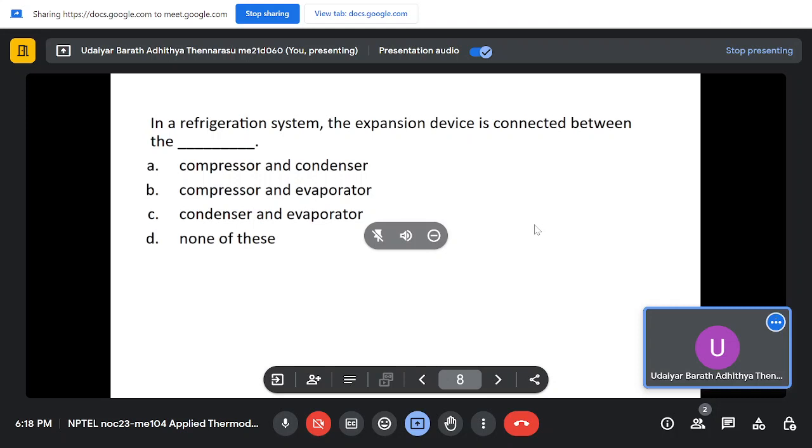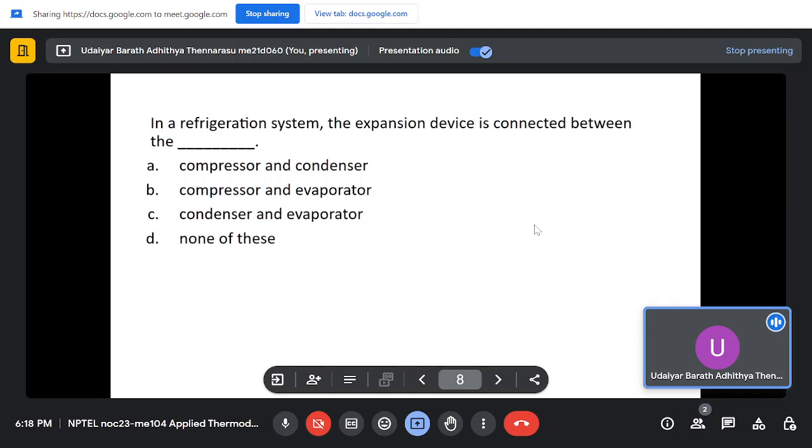So the next question is, in a refrigeration system, the expansion device is connected between the dash: A, compressor and condenser; B, compressor and evaporator; C, condenser and evaporator; D, none of these.